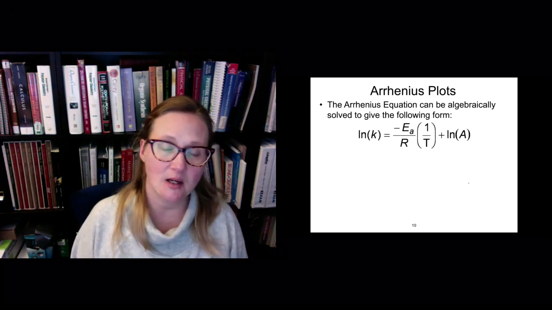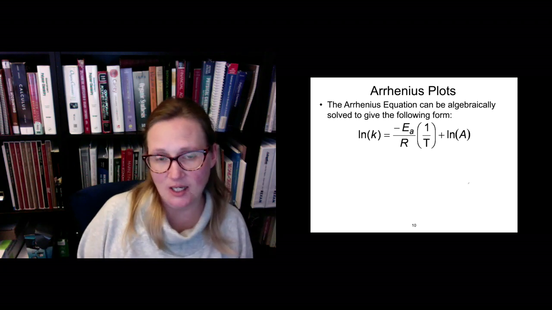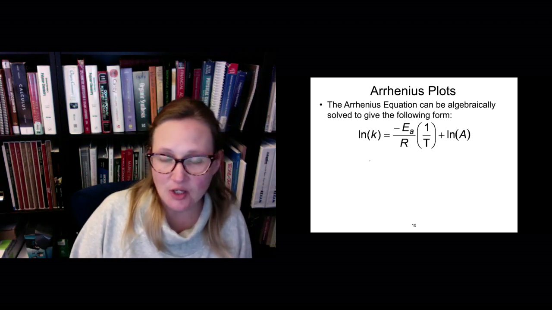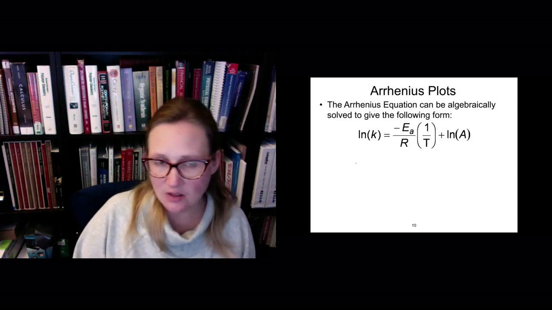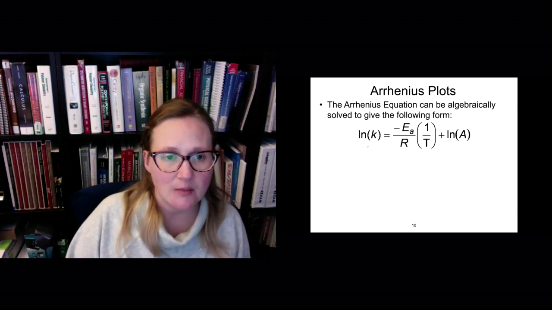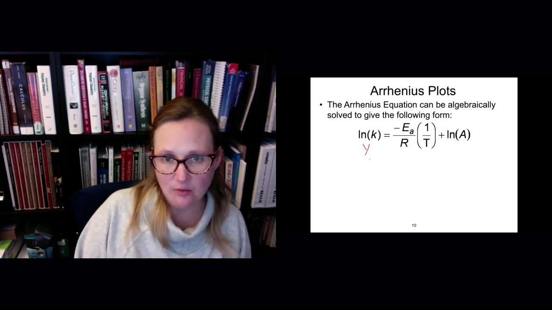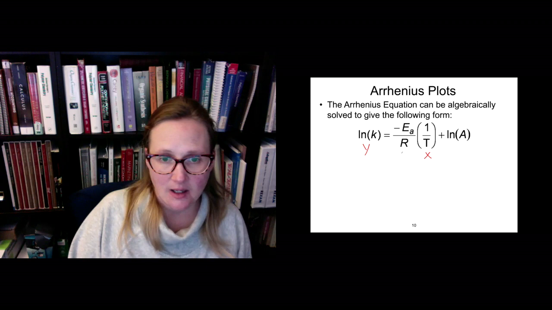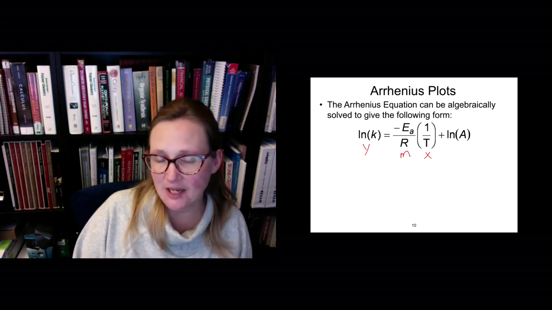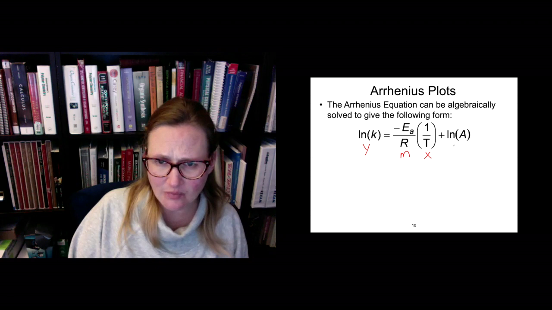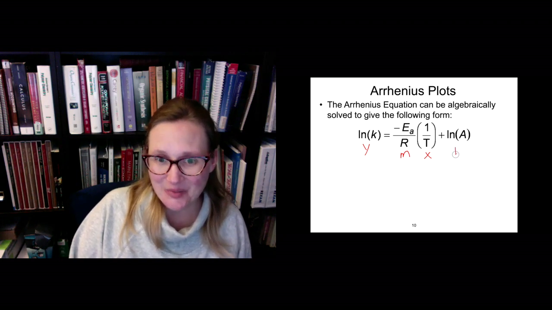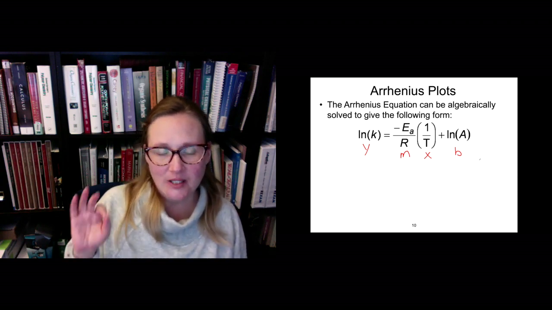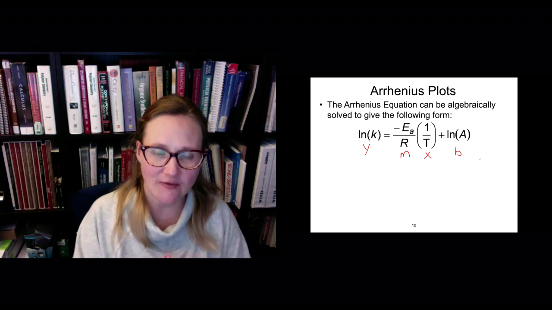Okay, so let us take the Arrhenius equation, and we're going to take the natural log of both sides. When we do that, we come up with an equation that we can form into a line. So let me show you what I mean. If we plot the natural log of the rate constant versus 1 over T, we should have a slope of minus the activation energy over the gas constant, plus b, which would be the natural log of A, your frequency factor.